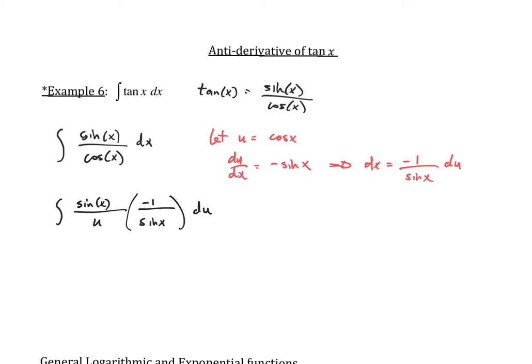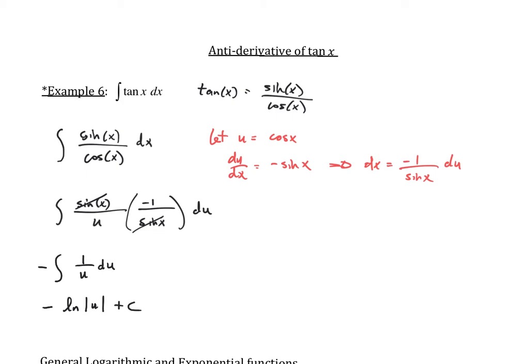And what do we see? We see that the sine x in the numerator and the sine x in the denominator cancel out. And we can take this negative 1 and factor that out of our integral completely. So our integral is going to become negative the integral of 1 over u du. Now, as we've seen before, the antiderivative of 1 over u is just going to be natural log of the absolute value of u plus c.